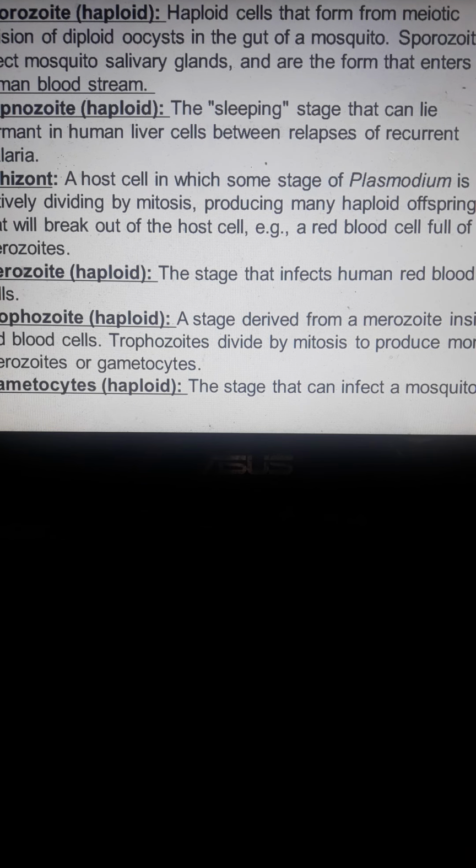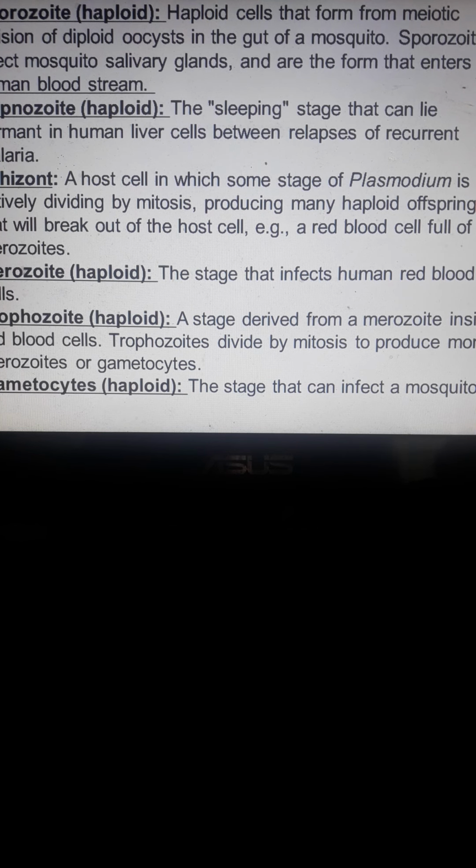actively dividing by mitosis, producing haploid offspring. So the haploid merozoites will break the host cell, and the red blood cell is full of merozoites already. Okay? And merozoites, haploid again, are the stage that infects human red blood cells. Okay? And then we have the trophozoite, haploid, usually the stage derived from a merozoite inside the red blood cells.